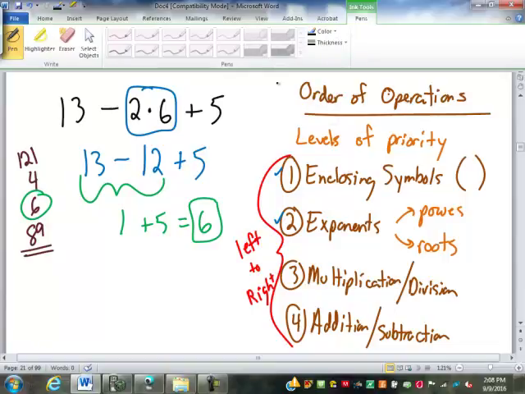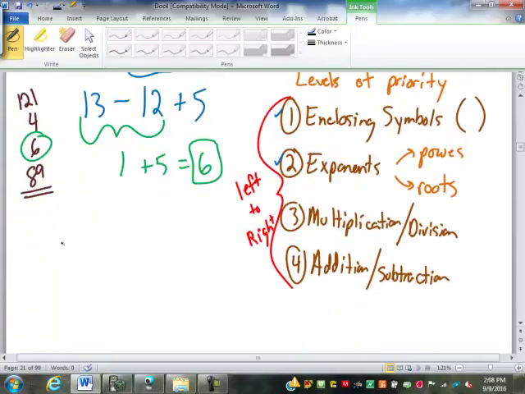Now, before I move on to something a little bit trickier than this, since we haven't done exponents yet, I'm going to spend just a minute on defining exponents. Of course, we know that that is 6 squared. What does it mean?